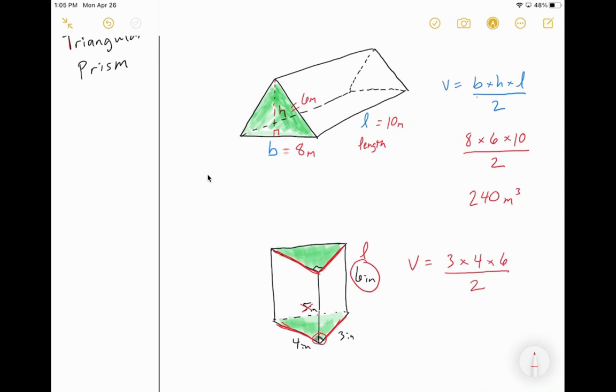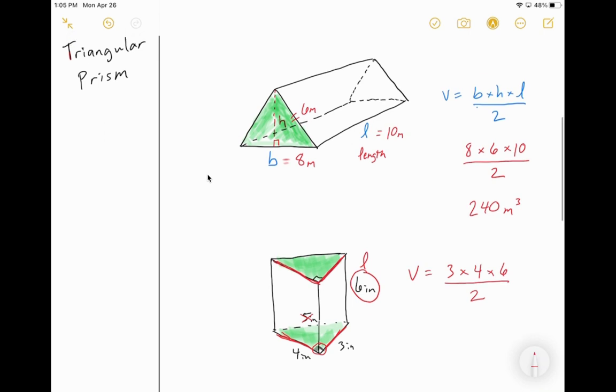On your IXL, you're only going to look at the ones that are more like the first example, but I want to show you the second example just so you can kind of see it. I don't want you to think I can only look at a triangular prism one way. Okay? You can look at it multiple ways.